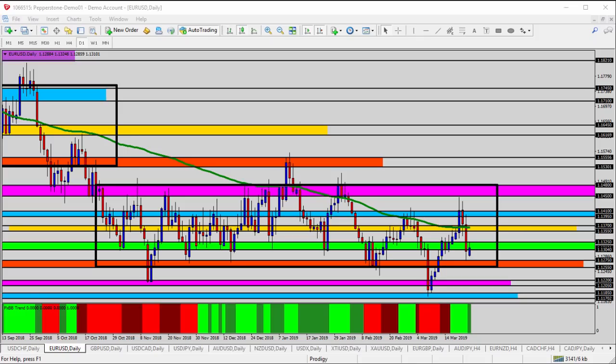Starting here on the daily time frame, the pair has been somewhat in a range for quite a long period of time. You see this black box on the chart between the pink zone at the top near the 114.50 level and the orange zone at the bottom, 112.75, 112.55. A majority of price action going all the way back to October of 2018 has been contained within this range between those two zones, top and bottom of that box.